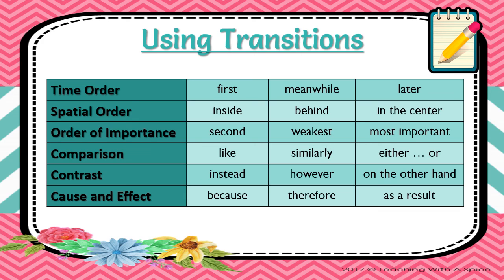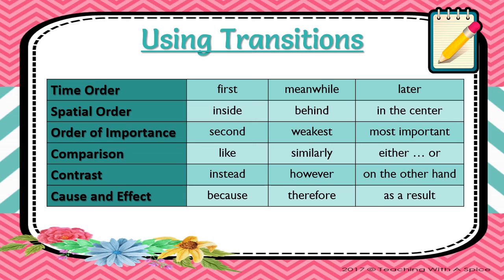So you can use transitions to show time order. Time order would be what comes first, what comes second, what comes last. If you're talking about one event, but then something else that happens at the same time, but in a different place, you might use the term meanwhile. So this is happening over here. Meanwhile, over here, this is happening. Or maybe you want to say that this happened, later something else happened. So that's your time order.